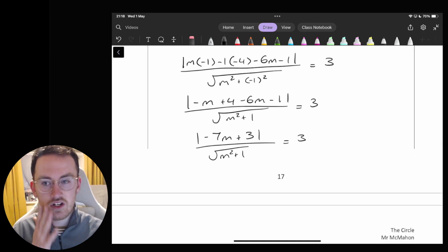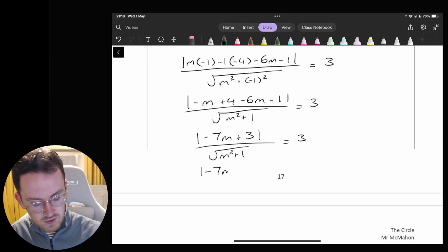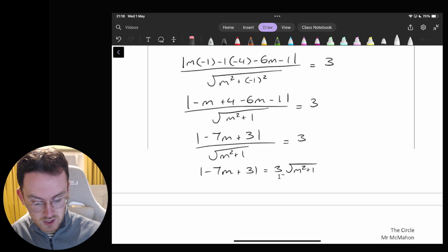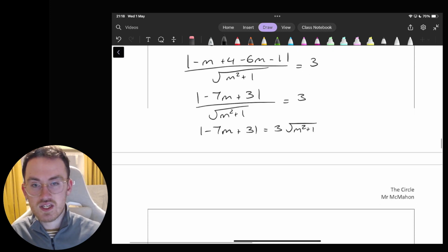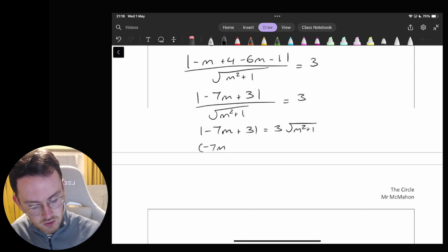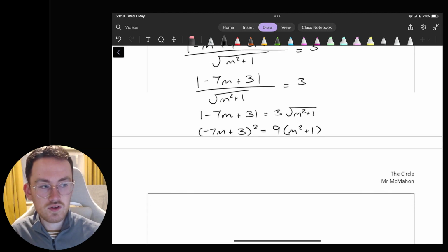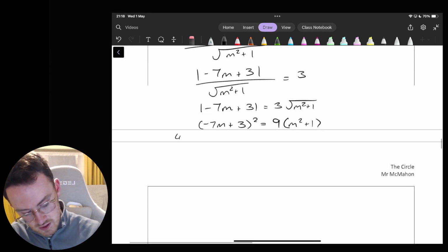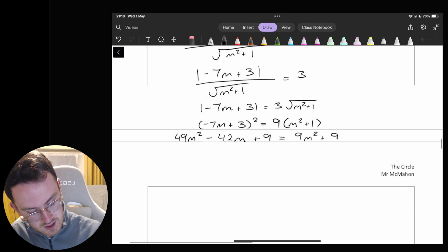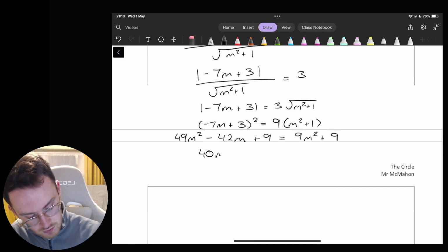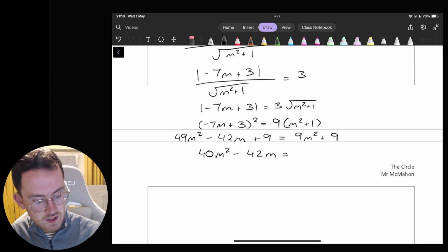So the end goal now is to try and eliminate this modulus. We should hopefully remember that to eliminate the modulus, the main tool we have is to square. That's going to help me with my square roots here as well. So squaring both sides, I need to make sure with my modulus that I do actively square both sides. This is going to be 9 from the 3 squared, and squaring the square root will just eliminate the square root there. So multiplying this out now, 49m squared minus 42m plus 9 equals 9m squared plus 9. So that's going to give me 40m squared minus 42m equals 0.